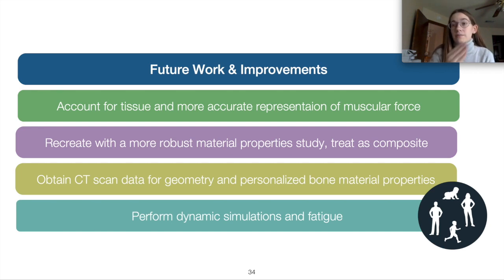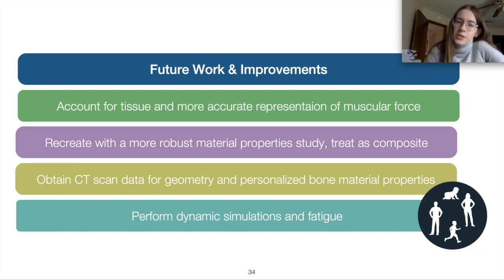To be honest, I did not write down every single reported value of Young's modulus in a femur and then do a study on it. But you could. Also, treating it as a composite has different transverse and longitudinal strength. So you could do that. You could add the sponginess inside of the femoral head and the femoral neck. You could obtain CT scan data if you have faster software than I do. Use the geometry, and then from the CT scan, you can also get better material properties for yourself.